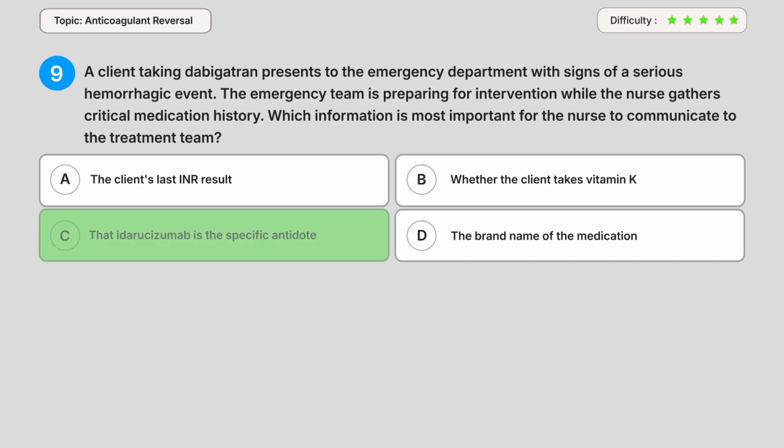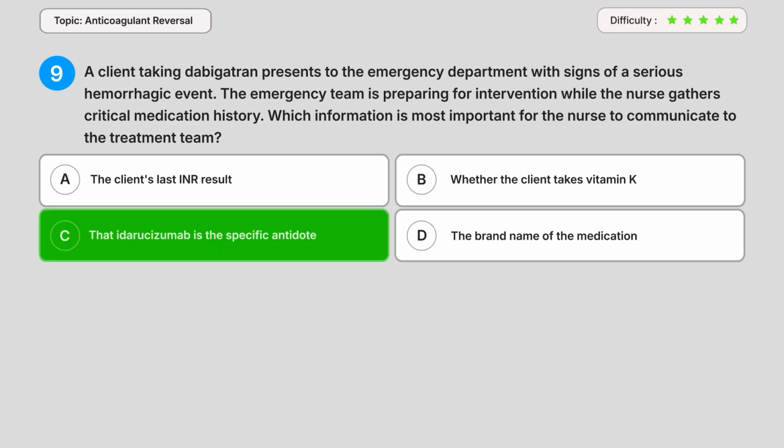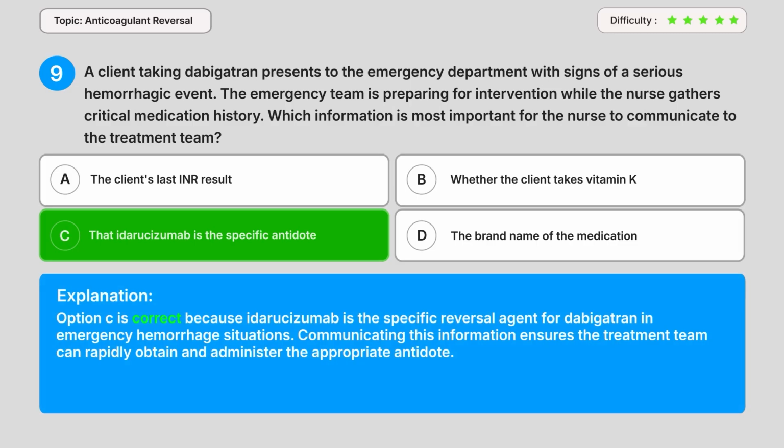Correct answer, C. That idarucizumab is the specific antidote. Explanation: option C is correct because idarucizumab is the specific reversal agent for dabigatran in emergency hemorrhage situations. Communicating this information ensures the treatment team can rapidly obtain and administer the appropriate antidote.